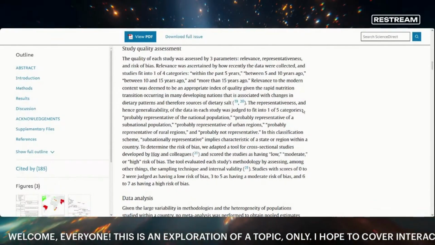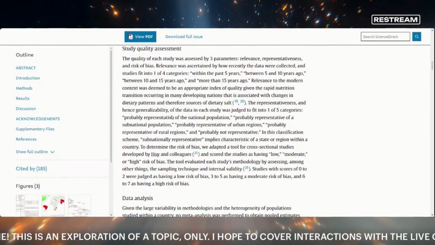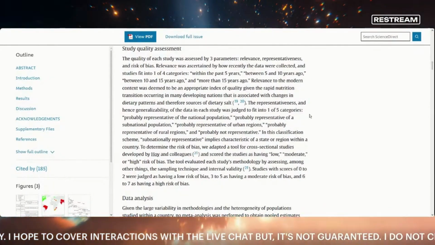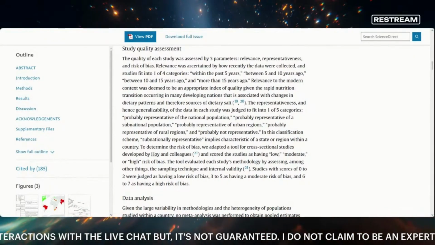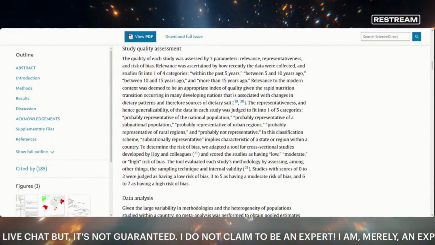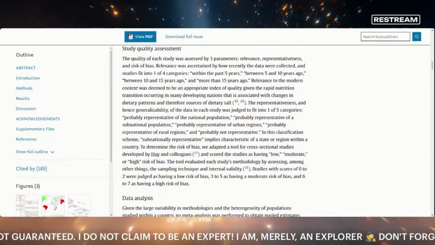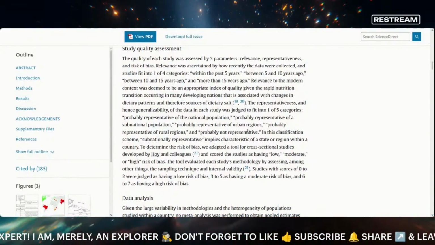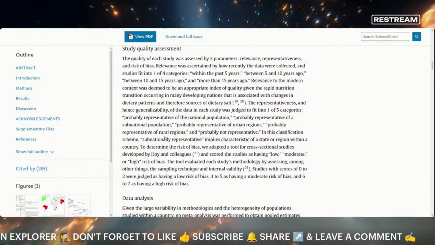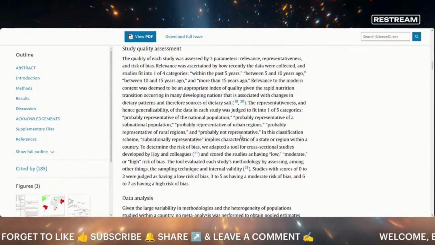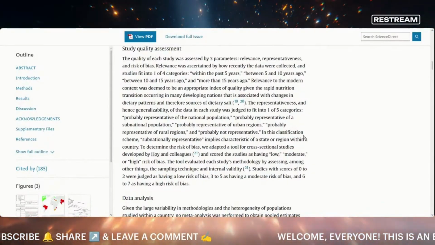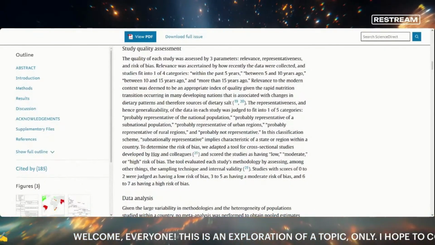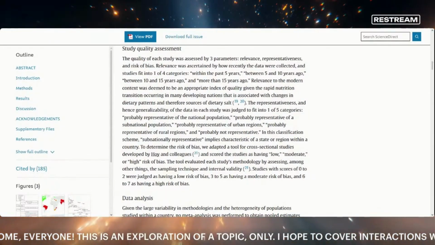The representativeness, and hence generalizability, of the data in each study was judged to fit into one of 5 categories: probably representative of the national population, probably representative of a subnational population, probably representative of urban regions, probably representative of rural regions, and probably not representative. In this classification scheme, subnationally representative implies characteristic of a state or region within a country.